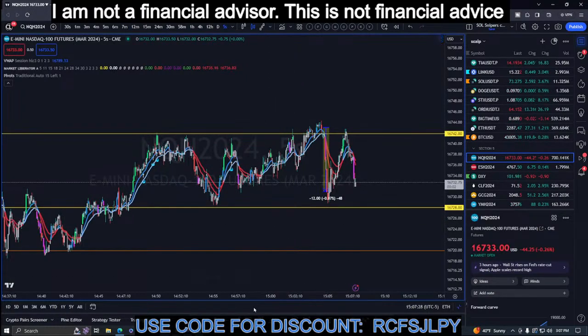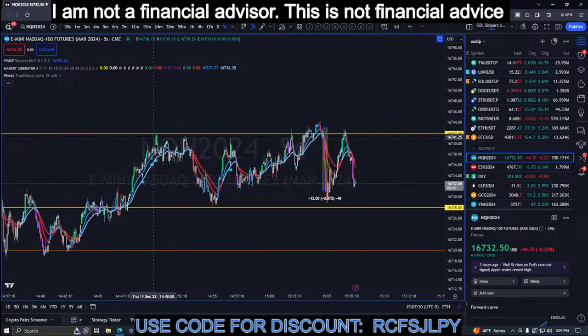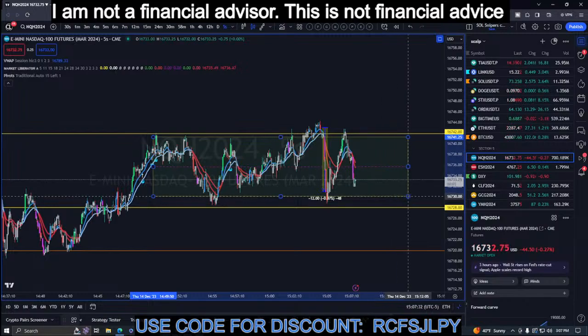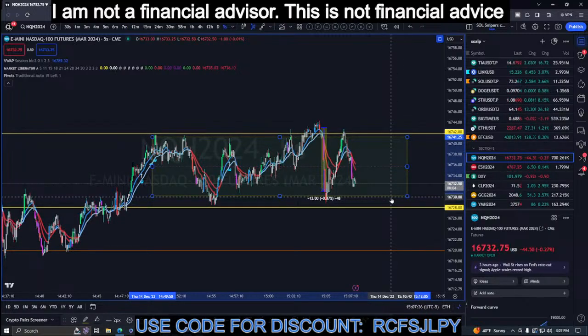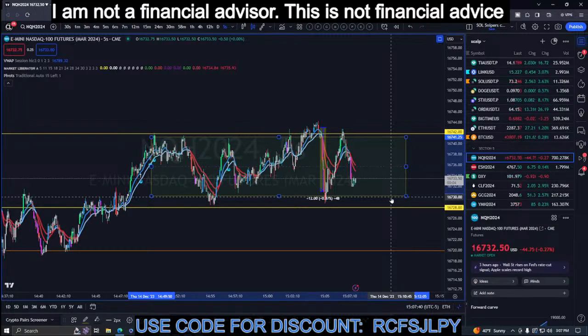So right now we're in a little bit of a range on a very short-term time frame of about, let's just say 10 points. So you want to make 5 10-point scalps or 3 4-point scalps.